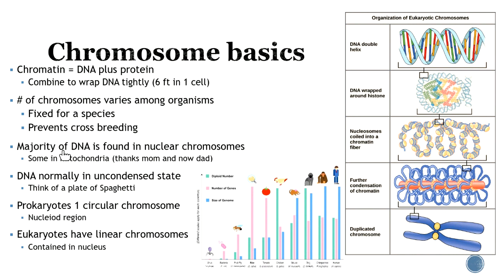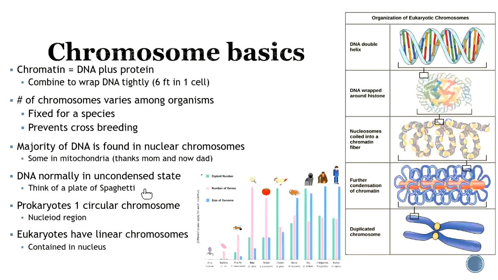Now, a few more things, and I talked about this a little bit. A majority of your DNA is going to be found in your nuclear chromosome, so in that nucleus. But there is a little bit of DNA found in your mitochondria, and I mentioned how that comes thanks mostly from mom, but now we are showing some research showing that maybe dad is contributing to that.